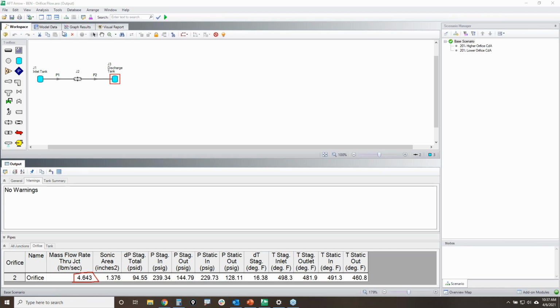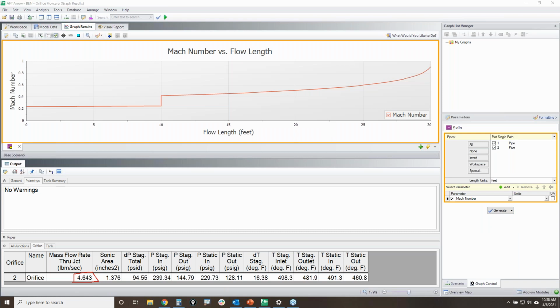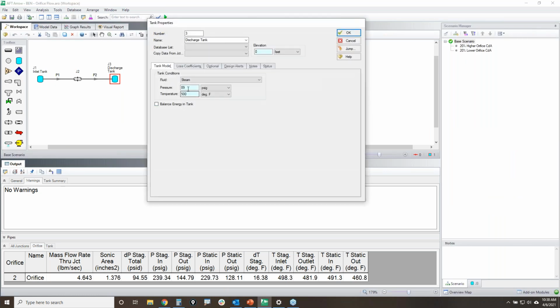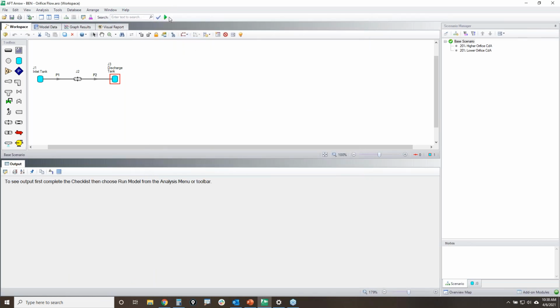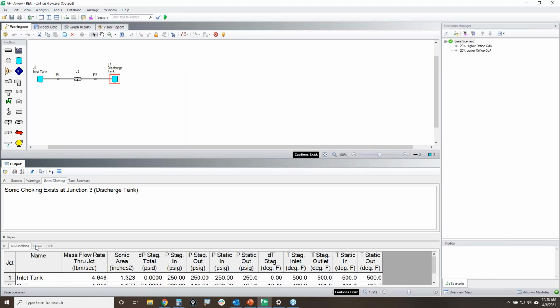All right, so if I go back to my graph results and I replot that Mach number, here you can see that we're just about up to a Mach number of 1. Okay, so between 89 and 88 psig, that's where we have that critical point where we start sonically choking. So I went from 89 psig, where I was not sonically choked, down to 88 psig. And I am sonically choked.